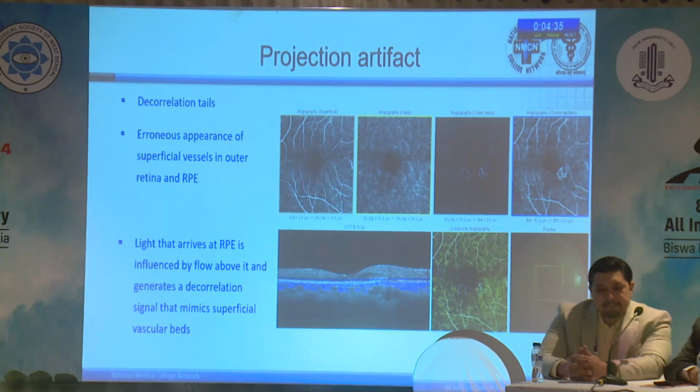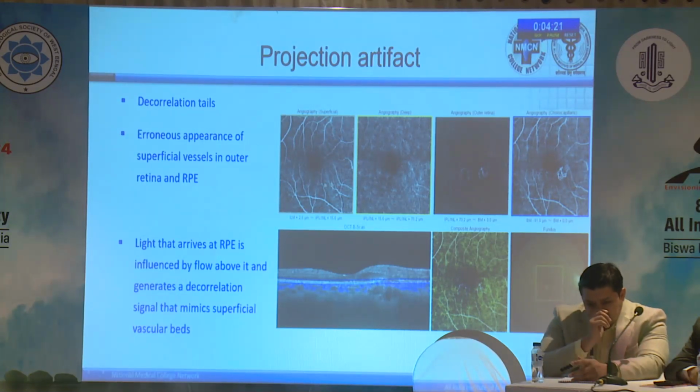Now next is the projection artifact, which is basically an erroneous appearance of the superficial vascular network onto the deeper networks, onto the deeper levels. So in this image, you can see the superficial plexus, which is visualized here, the large vessels which are visualized. But when you see the angiography slab at the level of the choriocapillaris, you are still able to see these large vessels which are erroneously appearing in the deeper slab.